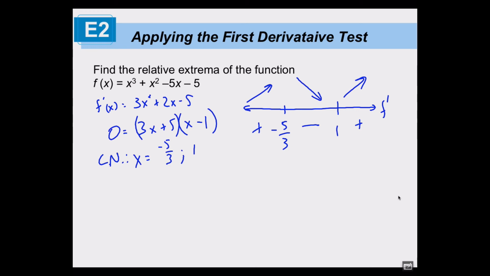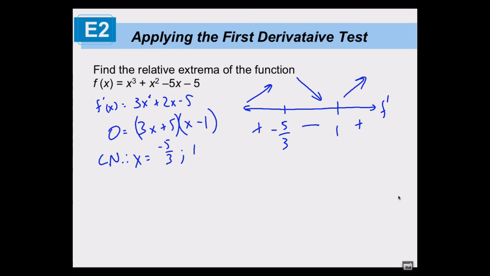What does that tell us about negative 5 thirds, Jackie? It's a maximum. Why? Because it's increasing and then decreasing. Good. And what about 1? It's a minimum. Because it's decreasing and then increasing. Good. Now, there's a very specific way to express that.